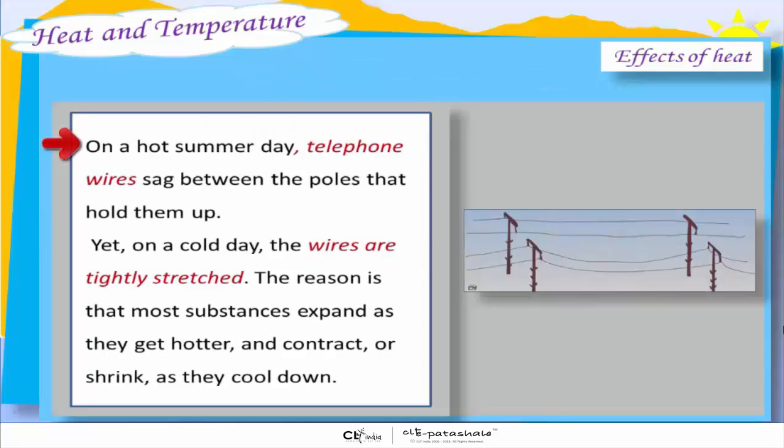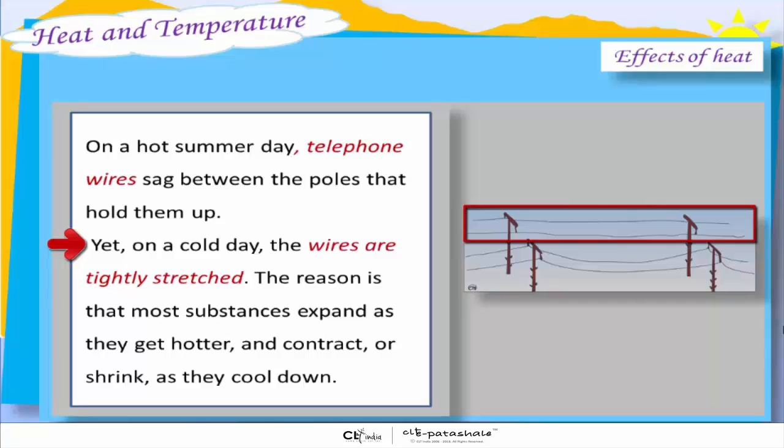On a hot summer day, telephone wires sag between the poles that hold them up. Yet, on a cold day, the wires are tightly stretched. The reason is that most substances expand as they get hotter and contract or shrink as they cool down.